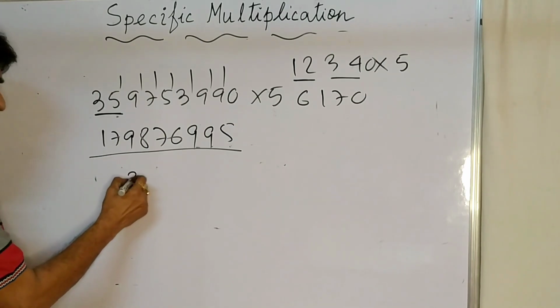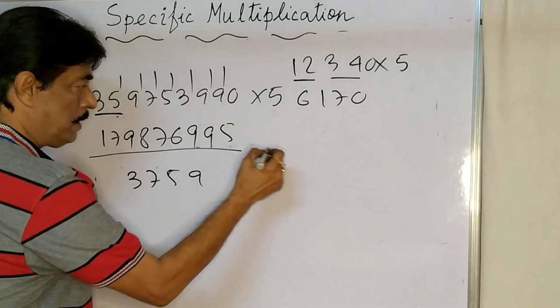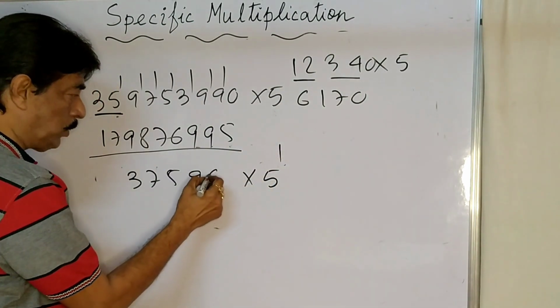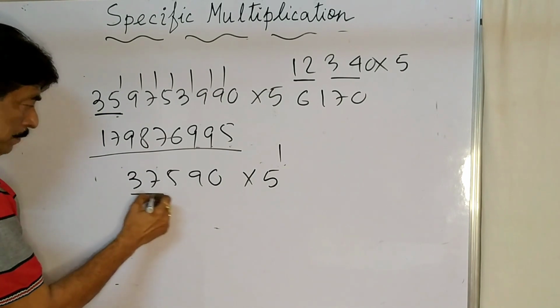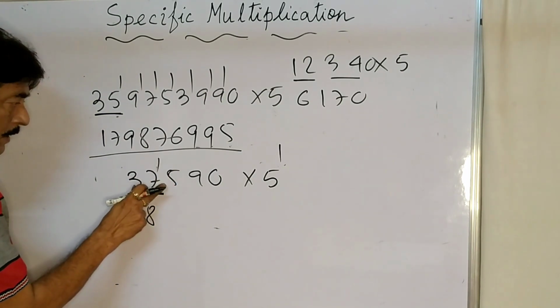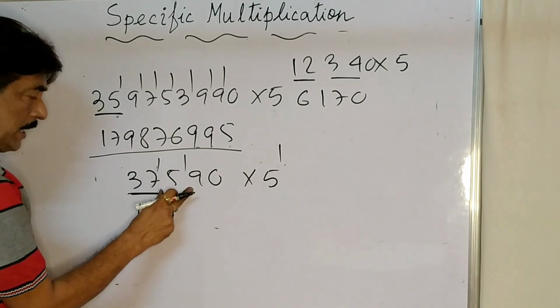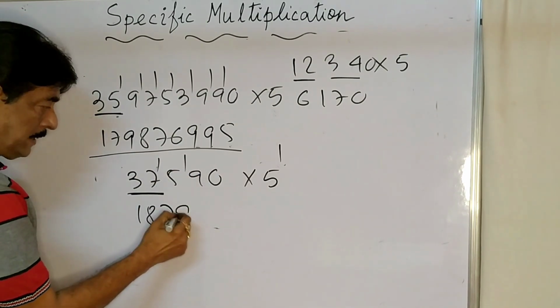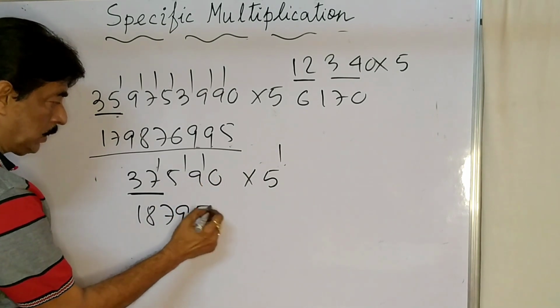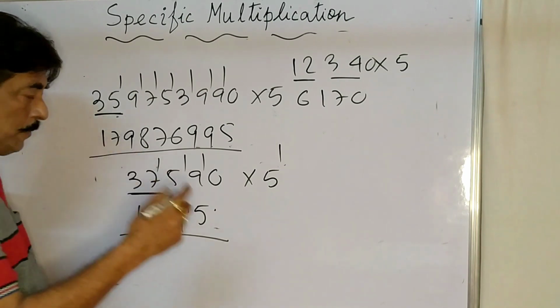Again I am telling, 3759 multiplied by 5. 5 means 5 to the 1, I put only 1 0. Make it up. 36, even number, make it up 18. 15, odd number, previous even number 14, make it up 7. 19, odd number, previous even number 18, make it up 9. Now 10, make it up 5. So your answer is 18795.